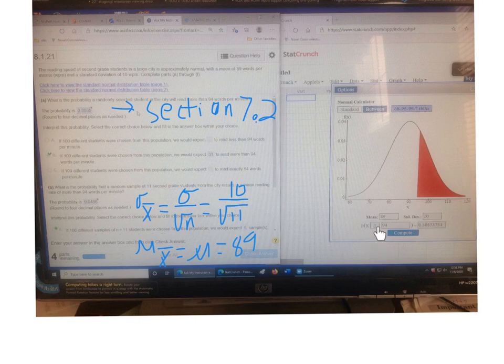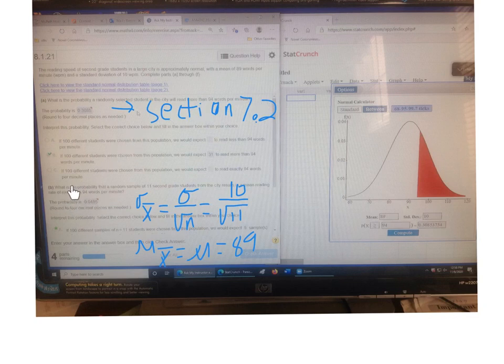minute, so you do greater than 94, click compute, and it gives you this area here, which is 0.3085, which is what you have here. So that's nothing new. That just comes from 7.2. Now down here in part B, they start getting into some new stuff.